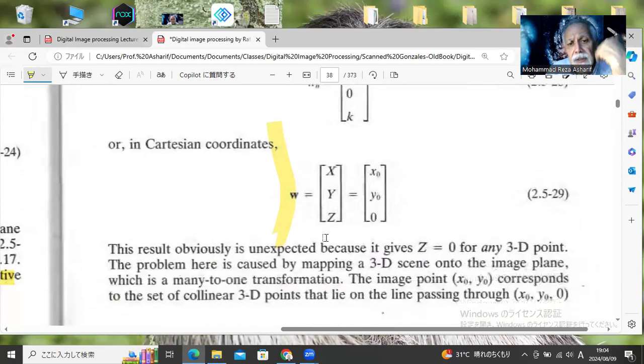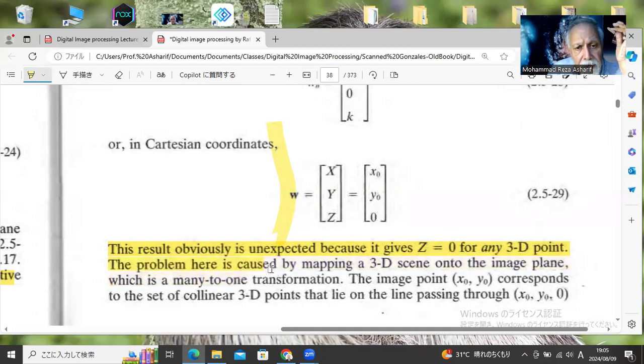Of course, then the inverse is impossible. This is a little bit strange because this result is obviously unexpected, because it gives z equals 0 for any 3D point. Because we cannot return from 2D back to 3D, we can project 3D to 2D, but 2D to 3D is impossible, because back perspective transformation is impossible, and we get z equals 0.